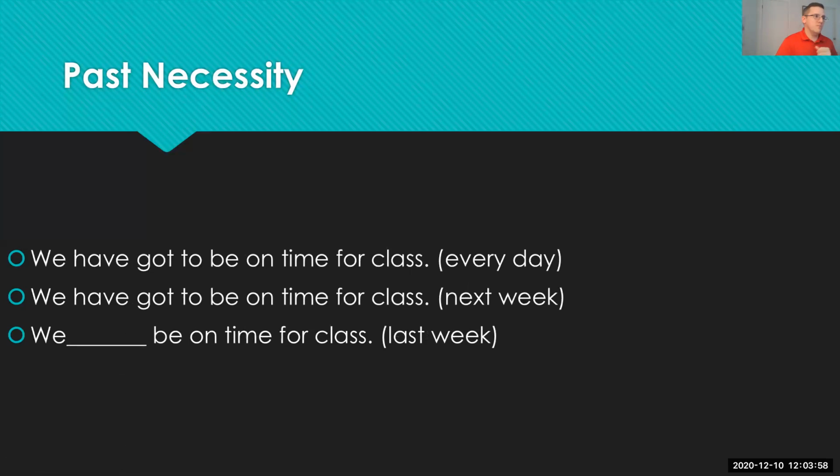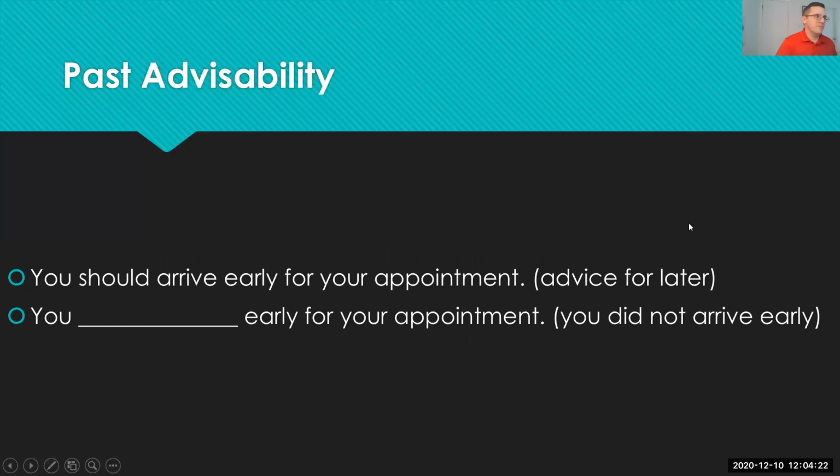We have got to be on time for class every day. That's habitual, that's routine. We have got to be on time for class next week. It's future. What about last week? In the past, we had to be on time for class last week.